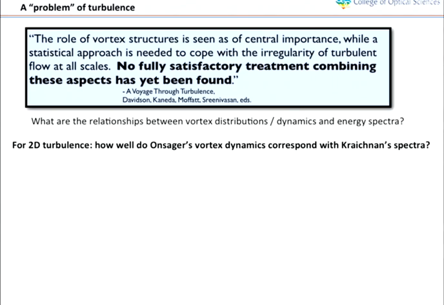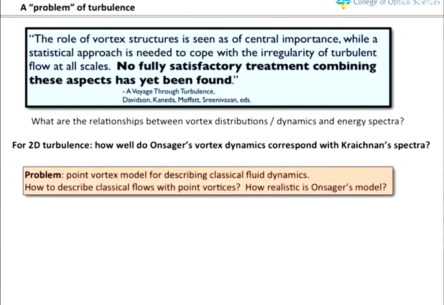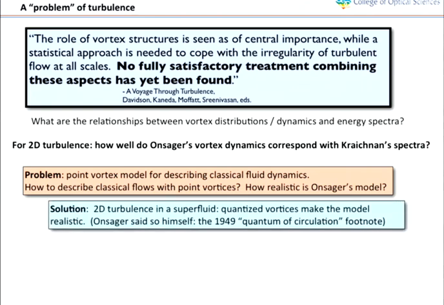For two-dimensional turbulence, how well do Onsager's vortex dynamics and this statistical hydrodynamics approach correspond with Kraichnan's energy spectra in his classical theory? So one problem in answering this question is that the point vortex model for describing classical fluid dynamics is a bit ambiguous. How do we describe classical flows with point vortices? How realistic is Onsager's model? And as I briefly mentioned, two-dimensional turbulence in a superfluid shows the appearance of quantized vortices, so Onsager's model becomes realistic. And this is where Onsager's footnote comes in.